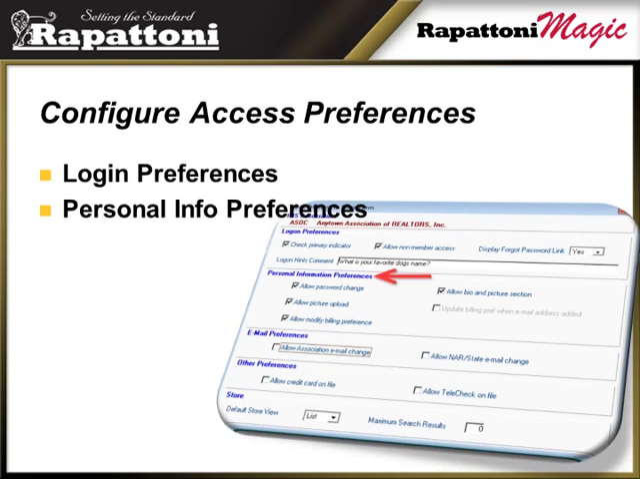Personal information preferences can cover things like, do you allow a password change? Can they upload a picture or change their billing preferences? Under email preferences, you can define whether their emails can be modified through the member profile.